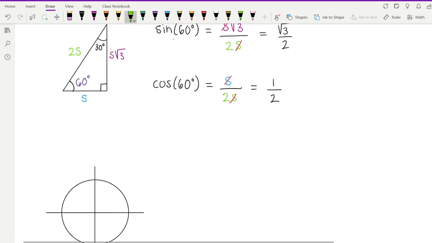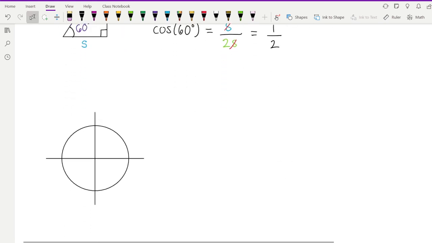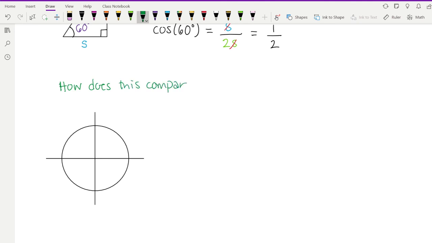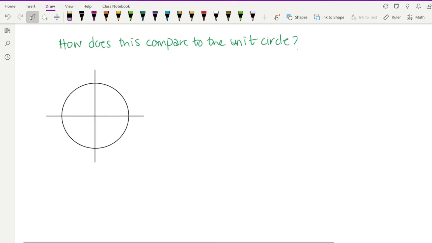And on that note, what does it look like if we use the unit circle? So maybe let me just make a note here, how does this compare to the unit circle? Well, if we were to go to a 60-degree angle, so again, that's pi over 3, now that we're a little bit more used to radians. So this would be our 60-degree angle. How would we approach this? Well, we would draw a little right triangle, right? And so our right triangle would look like this.